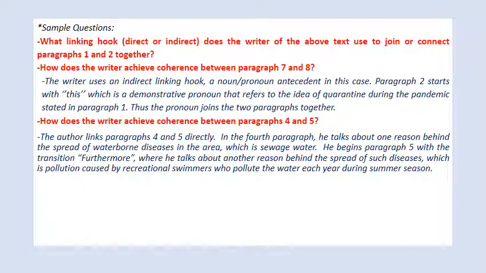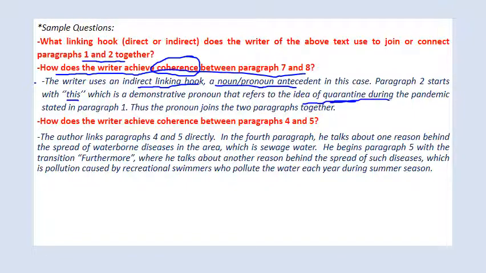What linking hook, direct or indirect, does the writer of the above text use to join or connect paragraphs 1 and 2 together? Or how does the writer achieve coherence? Okay, coherence meaning link or connection. You would say the writer uses an indirect linking hook, which is a noun, pronoun, antecedent in this case. Paragraph 2 starts with this, which is a demonstrative pronoun that refers to the idea of quarantine during the pandemic stated in paragraph 1. Thus, the pronoun joins the two paragraphs together.